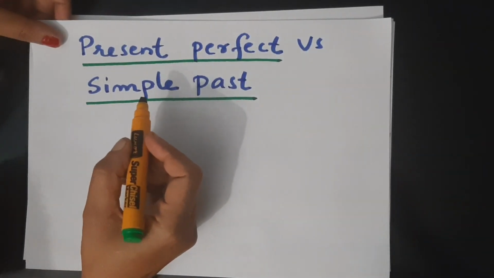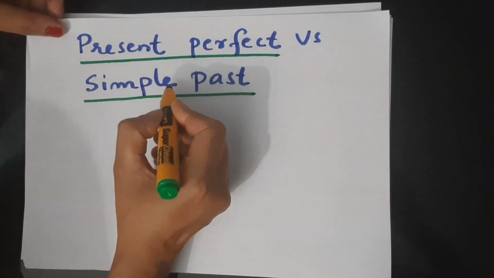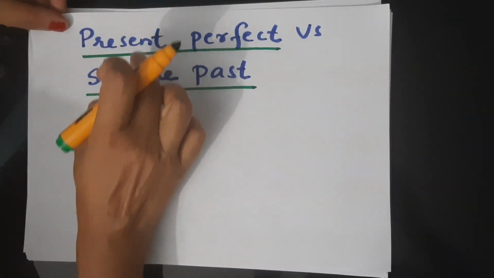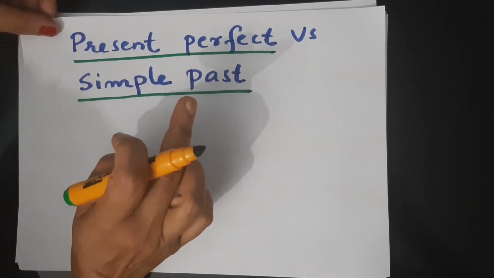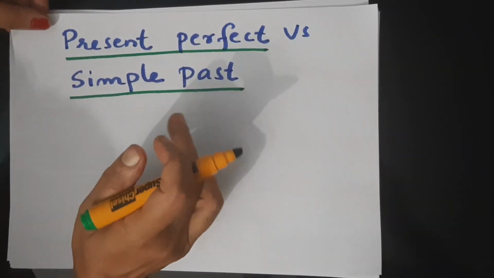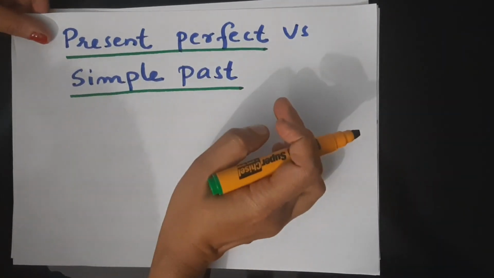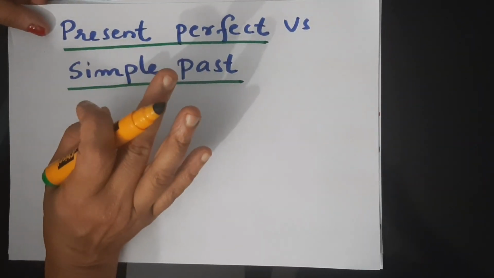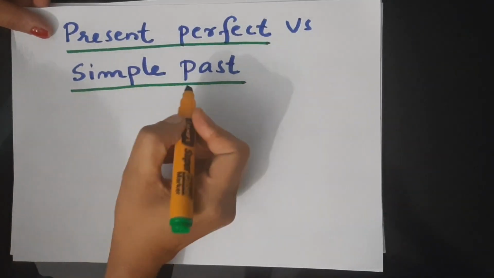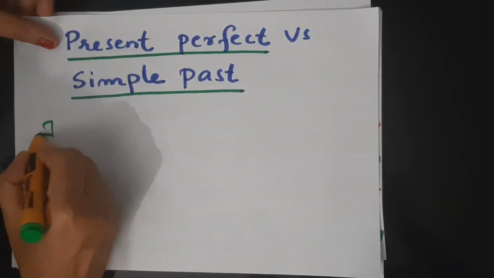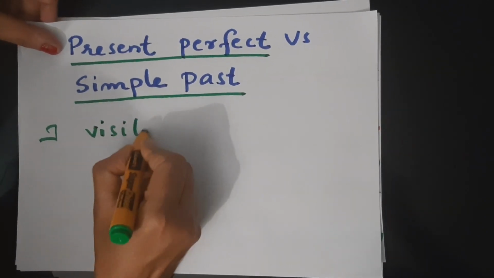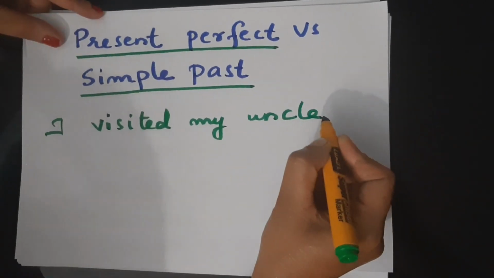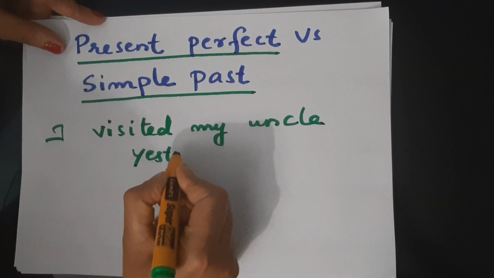Now, what's the difference between simple past and present perfect? Both of them denote a completed action. Okay, suppose just one day before you visited your uncle. The action has happened recently, meaning yesterday. Yesterday means recently, no. So the action has happened recently. So how will you say it? I visited my uncle yesterday.